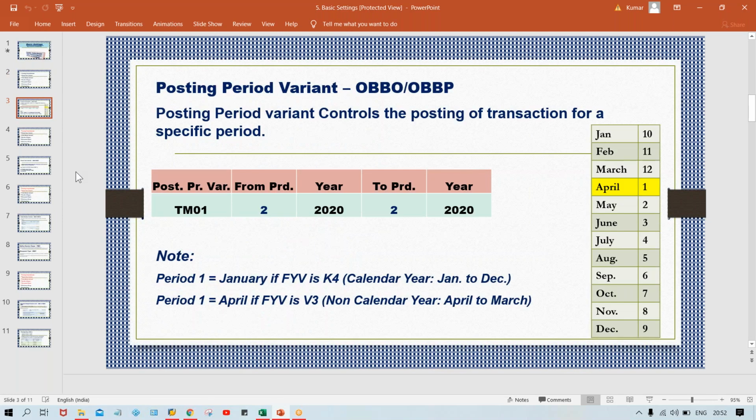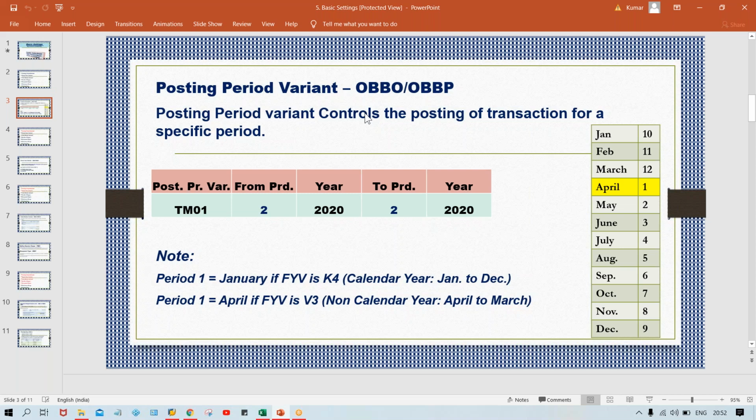Okay, so look here, guys. Posting period variant controls the posting of transactions for a specific period, right? Posting of transactions for a specific period. So it's a kind of control. If you talk about the posting period variant, guys, what is the use of this posting period variant?